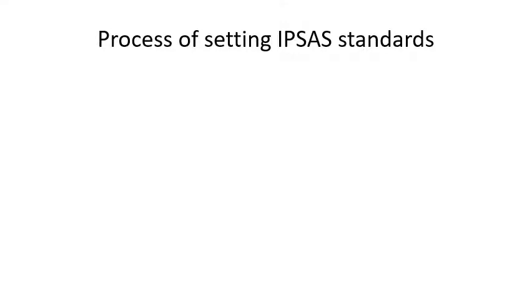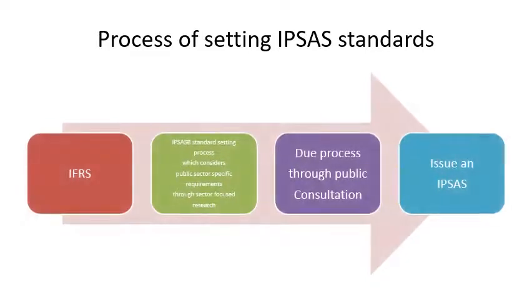Let us now consider the process of setting IPSAS standards. The IPSASB first considers the equivalent IFRS. If there is an IFRS standard that covers a similar or the same concept, then that will be considered first. From there, the IPSAS board standard setting process considers public sector specific requirements through sector focused research. After that, a due process is followed through public consultation by the use of exposure drafts, and then after comment letters have been received, the board issues an IPSAS.